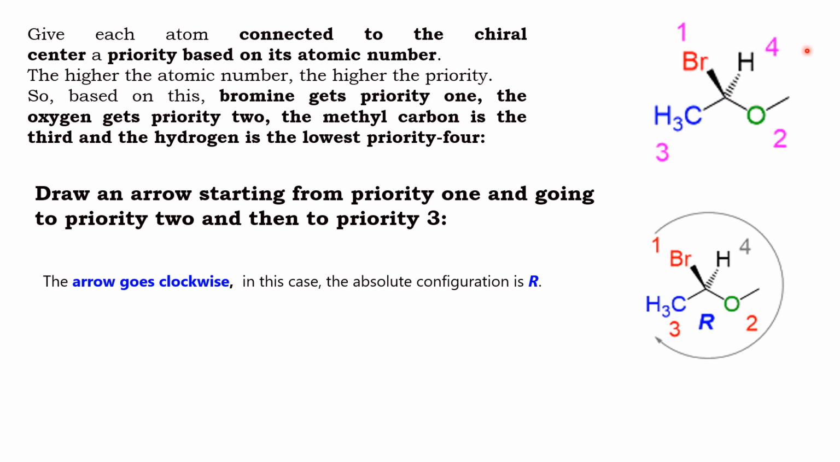Now, when I am moving this molecule, our eyes move from bromine to oxygen to carbon. Bromine to oxygen to carbon. That is in the clockwise direction. Hence, this molecule is designated as rectus or R isomer. Rectus or R isomer. You got it?